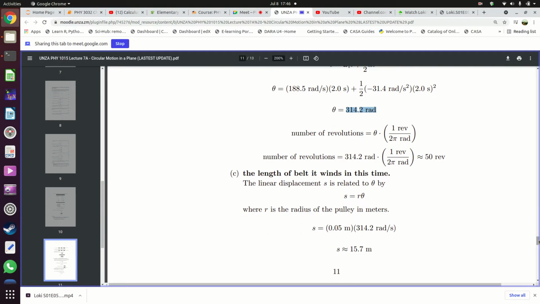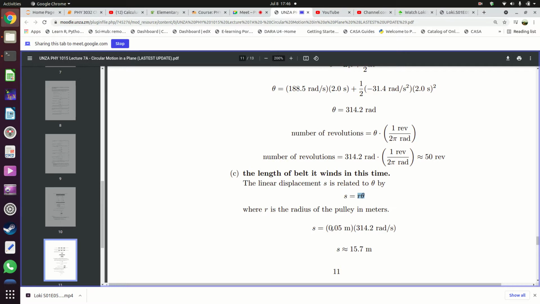The length of belt it winds in this time. So we know length is displacement. Length in this case is given by the s, but what we have is this: the angular displacement theta is equal to 314.2 radians. So we know we're looking for length s. The length s is going to be equal to the radius of the pulley multiplied by the angular displacement. So we just multiply r times theta.